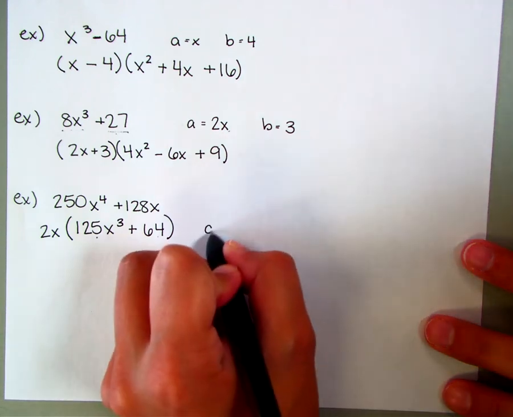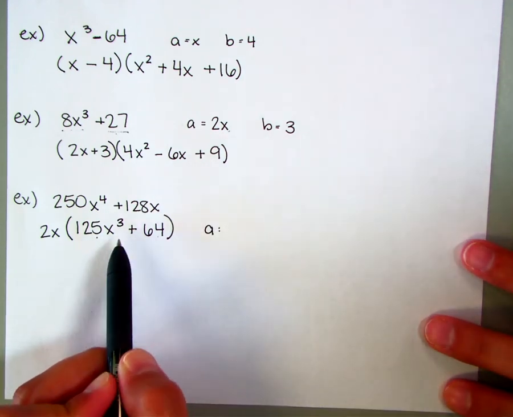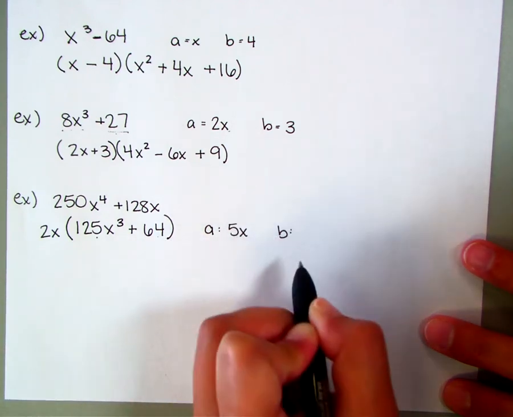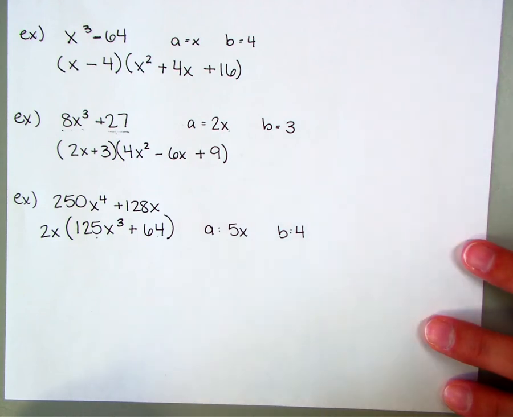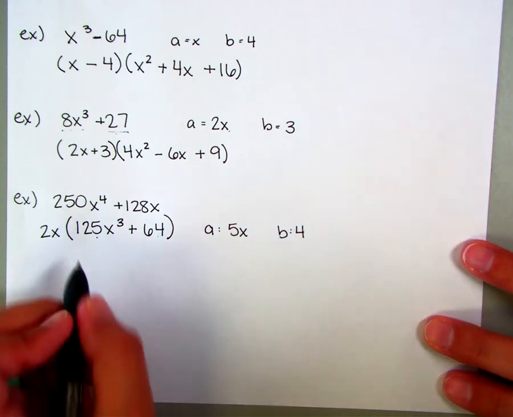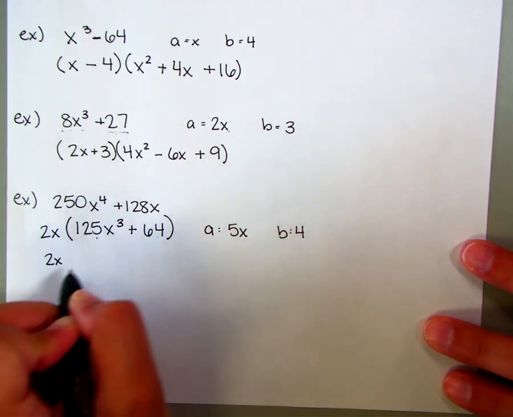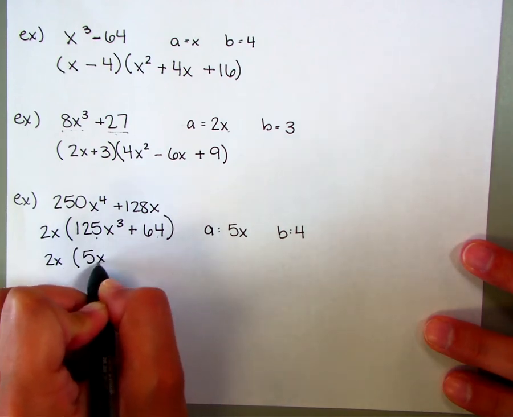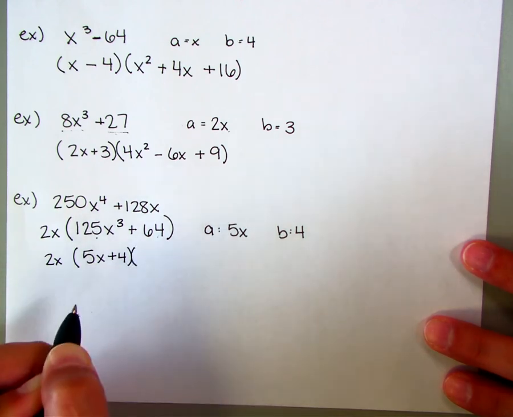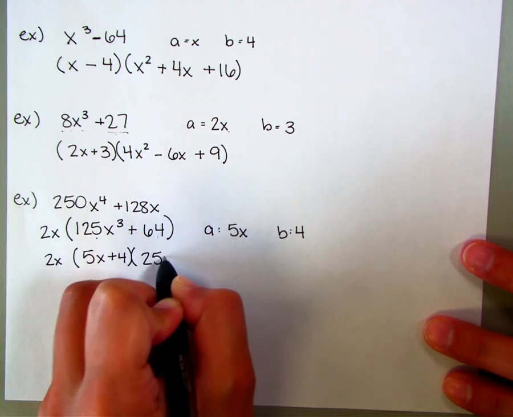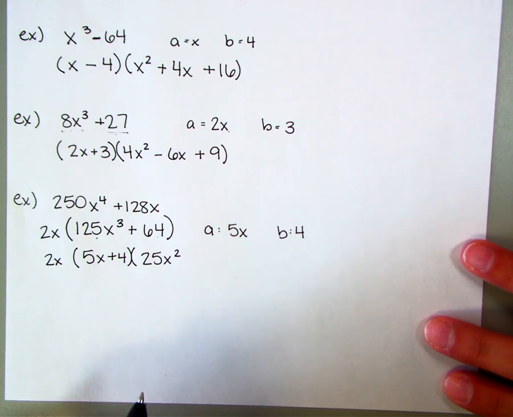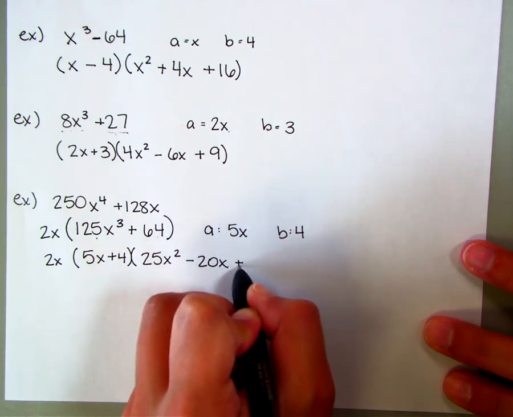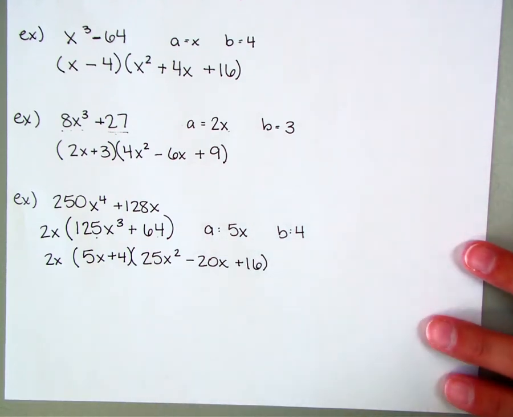So once we've got here, if we take the cube root of the first term, we get a 5x. And if we take the cube root of the second term, we find that b is 4. And so keeping that GCF on the outside, next we'll have a plus b, so we'll have 5x plus 4. And then we'll have a squared, so 25x squared, minus ab, so minus a 20x, and then plus 16.